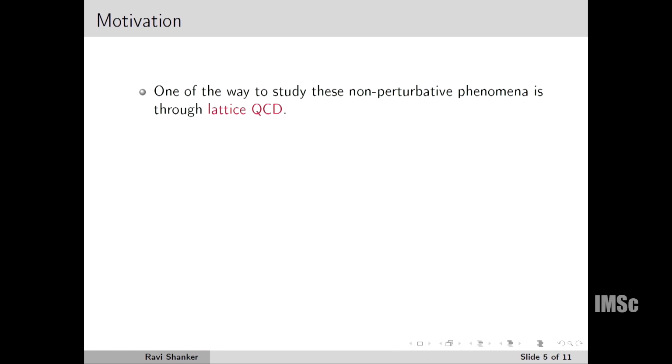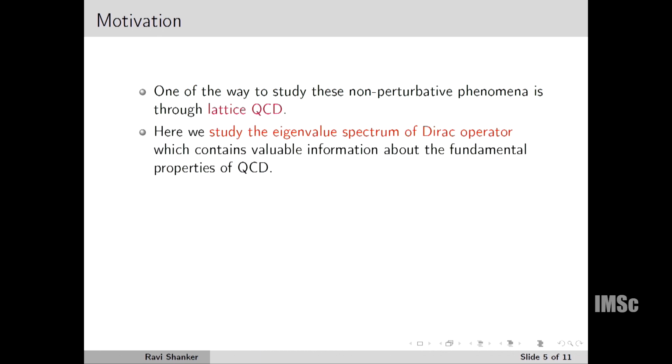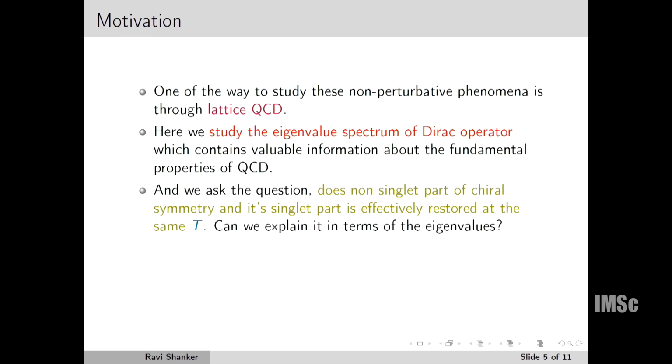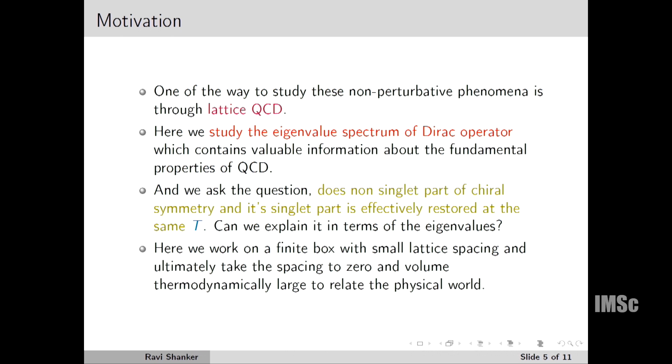One of the ways to study these non-perturbative phenomena is through lattice QCD. Here we basically discretize our theory on a discrete space and time, and we try to study it numerically. In our work we study the eigenvalue spectrum of the Dirac operator, which contains valuable information about the fundamental properties of QCD. We ask the question: does the non-singlet part and the singlet part get restored at the same temperature or not? And can we explain it in terms of the eigenvalues?